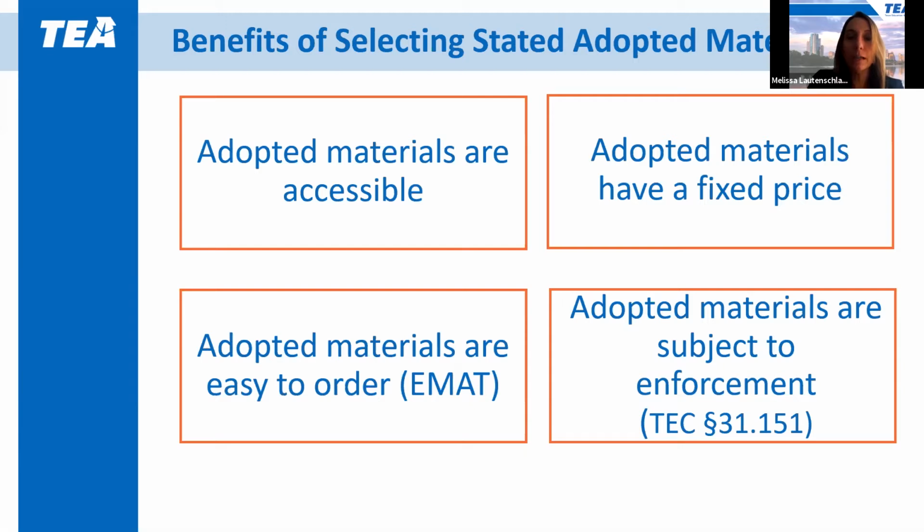The other part that's important is that adopted materials are easier to order in some ways. Those materials are available through EMAT. Orders placed through EMAT go directly to the publishers. When I'm saying EMAT, I'm talking about our state ordering system that allows districts to access their technology and instructional materials allotment to pay for those instructional materials.